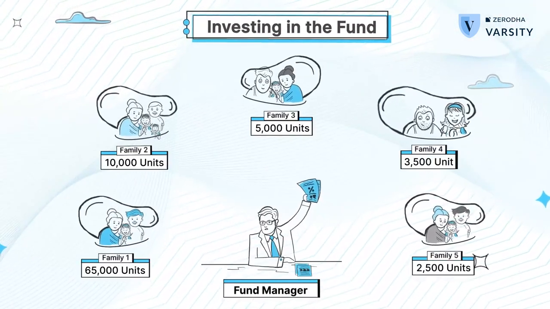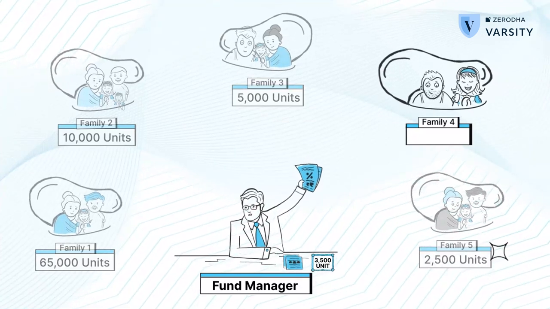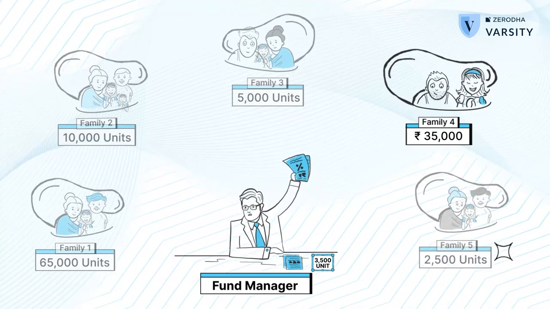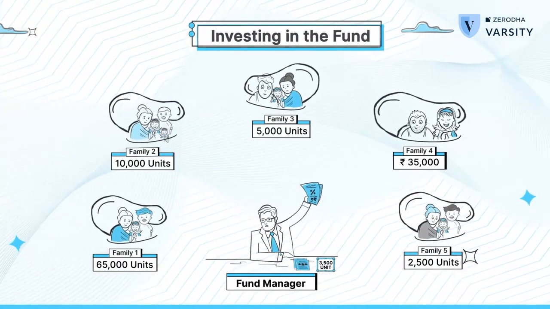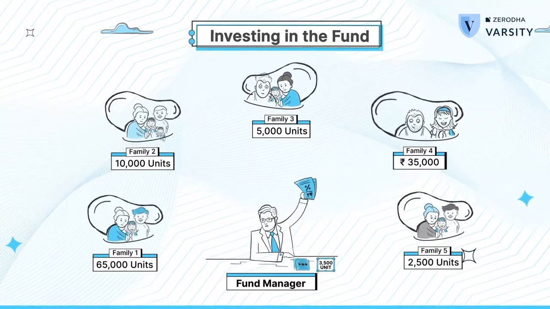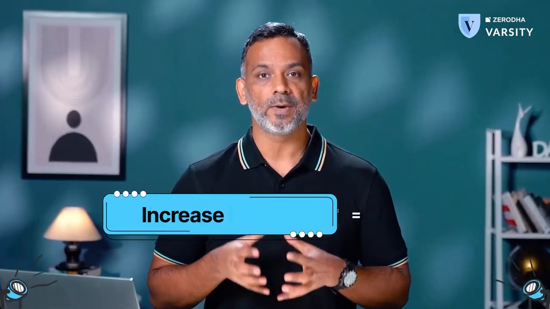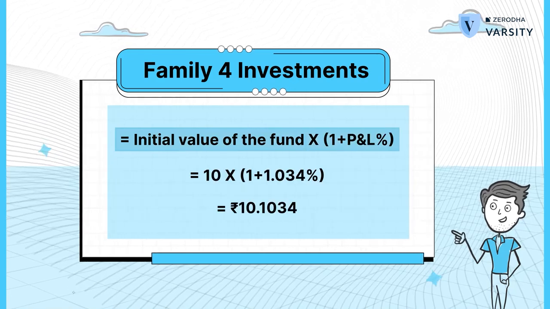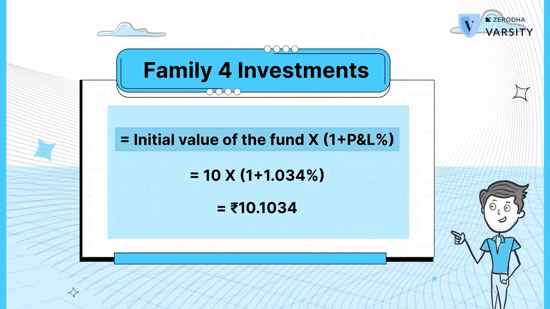Now here is an interesting bit. If family 4 wishes to withdraw by surrendering 3,500 units, each costing 10 per unit, then they will get back 35,000. But then the fund manager has generated a profit and this profit belongs to the families in the same proportion of their investment. So to distribute the profits in an equitable manner, the value of the units should increase proportionately. In this case, the value of the unit should increase by 1.034%. So if you do the math, you will soon realize that the value of each notional unit is 10.1034 and not rupees 10.